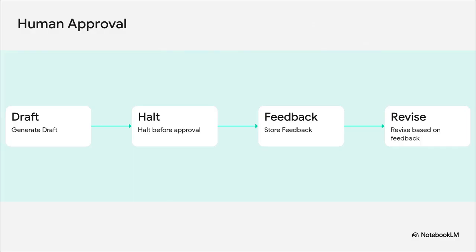Next, we've got the human approval pattern. This one is brilliant because it leverages Burr's explicit halt conditions to safely pause execution.